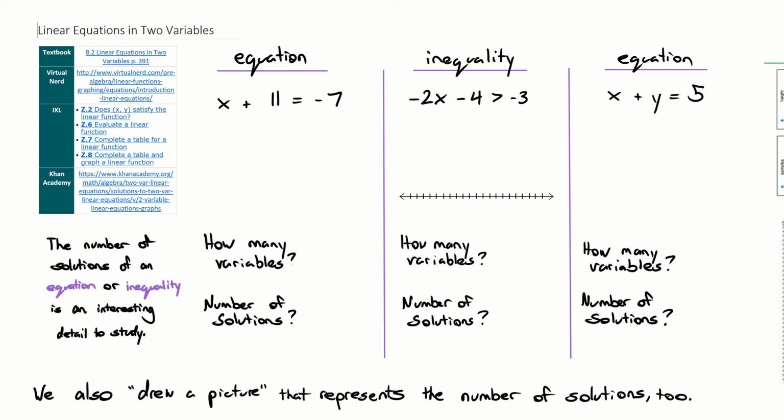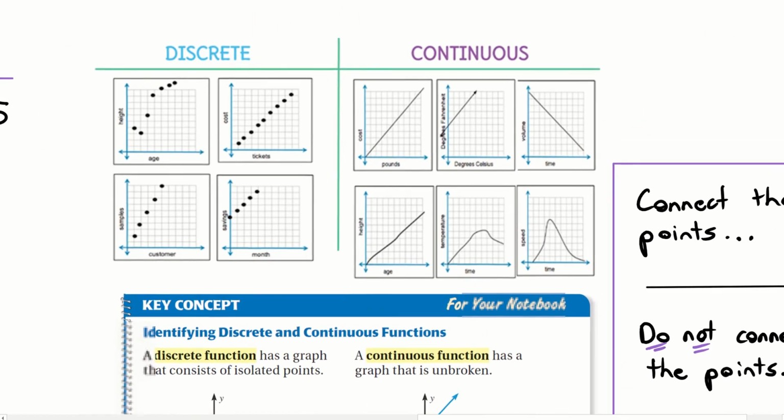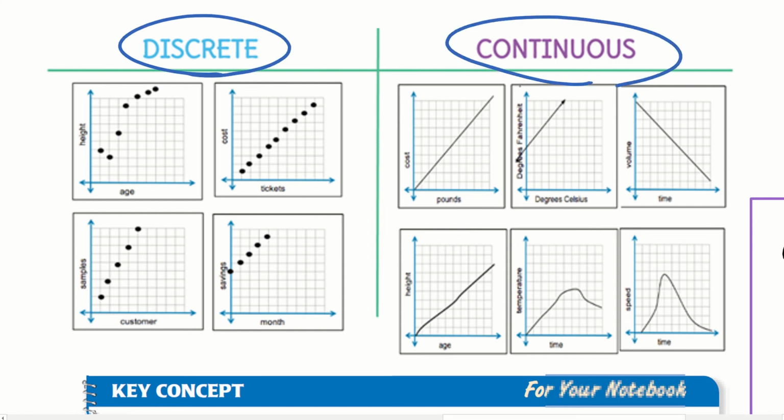Now, before we get into it, I want us to kind of examine the types of graphs we were looking at before versus what we're going to be seeing right now. What do you notice between the two columns here? One of them is clearly labeled discrete, and the other one's clearly labeled continuous. And that word continuous sounds like the word continue.